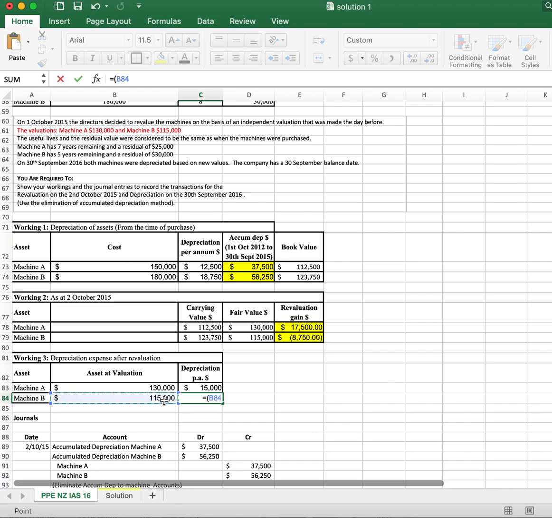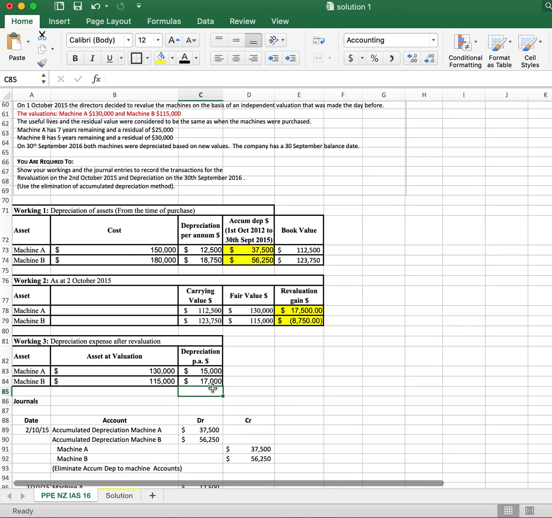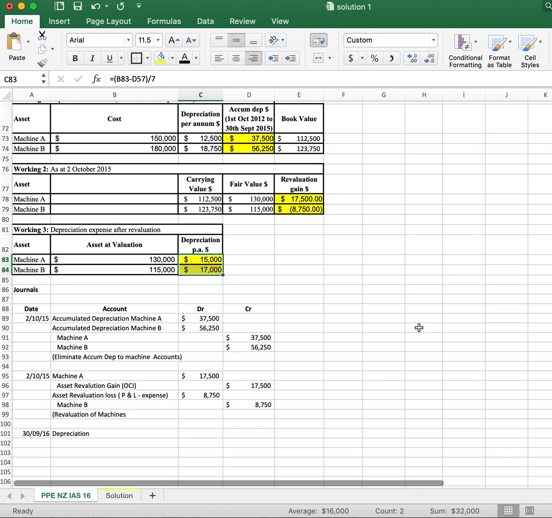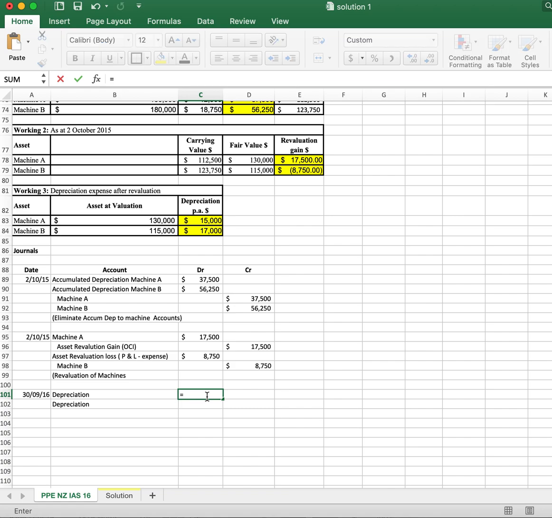The next one, what's the fair value of machine B? The fair value less the residual, which has stayed the same, which is 30,000. But now that's only got 5 years to run. Started with 8, 3 years have passed, 5 years to run. So divided by 5, it gives us 17,000. So there's the two depreciations per annum that we now need to use, and we can use those in the journal. You could add them together and just do one depreciation figure, but just to keep it quite visible for you, it's all going to end up the same anyway.